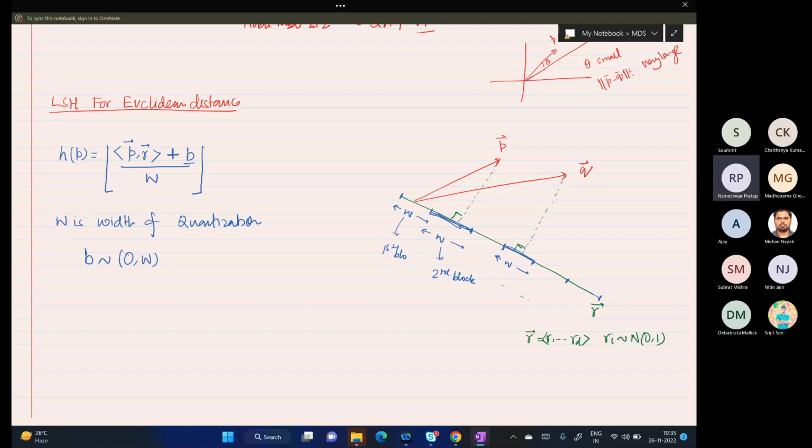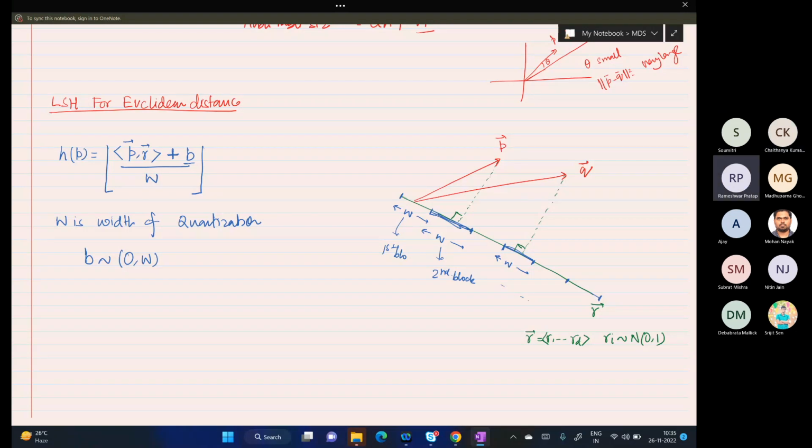Okay, but is it intuitive? If P and Q have a small Euclidean distance, then most likely they will fall into the same block. Right? And do we keep W constant for all hash functions or do we change it, sir?